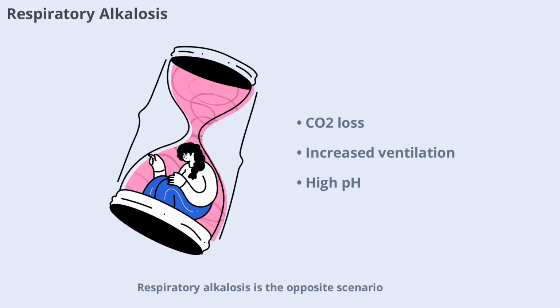Respiratory alkalosis is the opposite scenario. Carbon dioxide is lost due to increased alveolar ventilation. This can occur during hyperventilation, anxiety attacks, or certain lung diseases. The loss of CO2 raises the pH, resulting in alkalosis. Identifying respiratory alkalosis helps clinicians address underlying causes, such as pain, fever, or hypoxemia. We'll review the ABG patterns and common triggers.